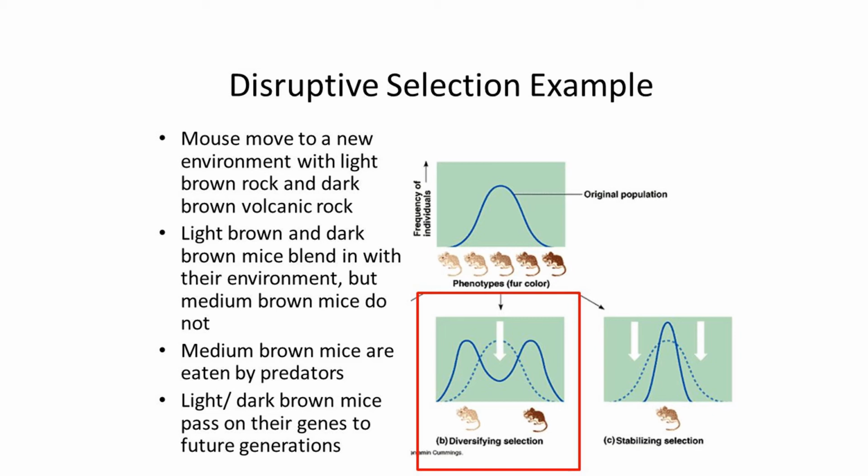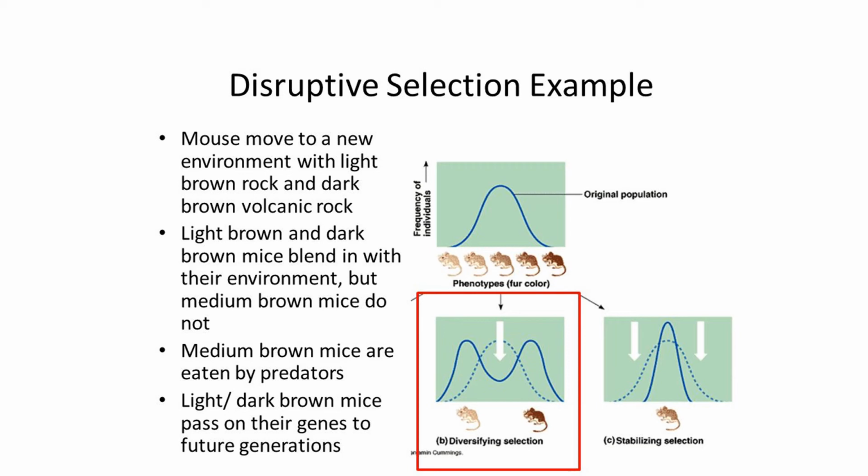Now why is it going to move? In order to adapt itself to the environment so that it is not getting fed upon by the predators. It will be looking for an environment where it will be protected. So they are going to move to a new environment where there will be light brown rock and dark brown volcanic rock. Now the light brown and dark brown mice blend in with the environment. Why? Because there is light brown rock, the light colored mice will go and remain there, and the dark brown mice will blend with the dark brown volcanic rock.